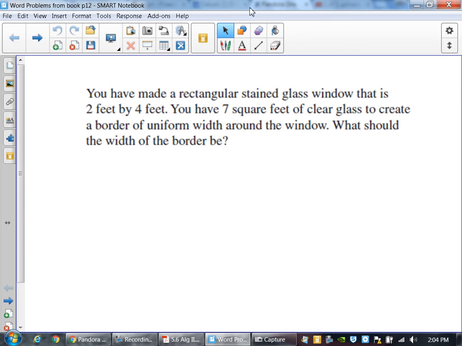I start with my 2 by 4 rectangle. 2 by 4. What is the area of said stained glass window now? 8. So this has an area of 8.